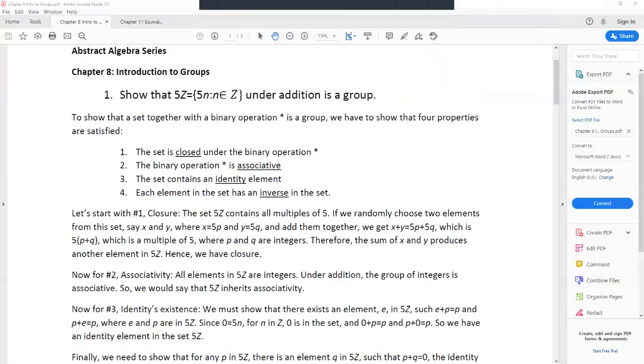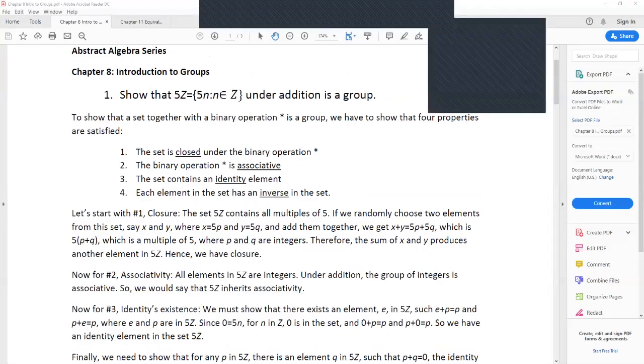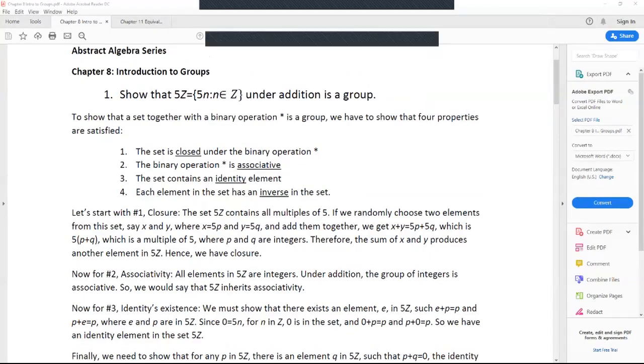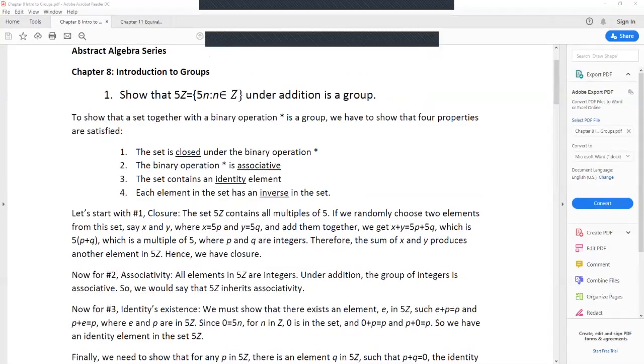Chapter 8 of the Abstract Algebra series is Introduction to Groups. And problem number 1 says that we need to show that 5Z, which consists of the set of all numbers that can be expressed as 5 times an integer, we need to show that that set under addition is a group.